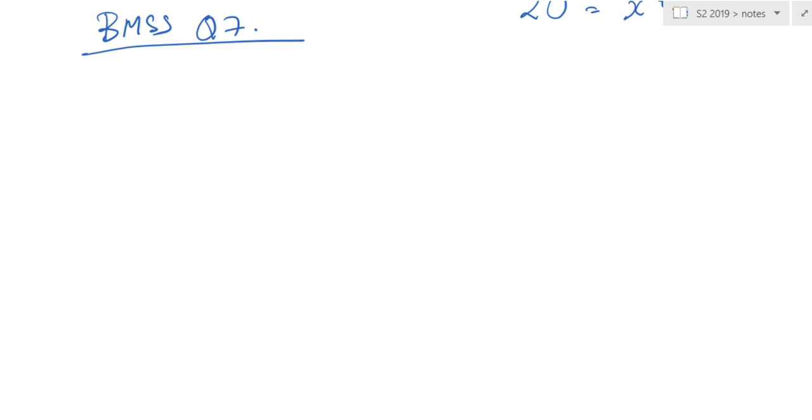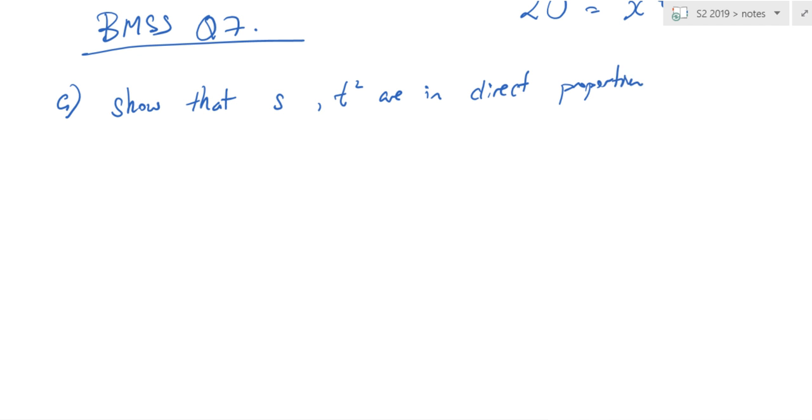Sleep at night. Now let's look through question 7. Show that S and T square are in direct proportion. Alright, so part A says show that S and T square are in direct proportion. So this is what I'll do. I'll explain the concept again. Can all of you highlight the words "direct proportion" here?